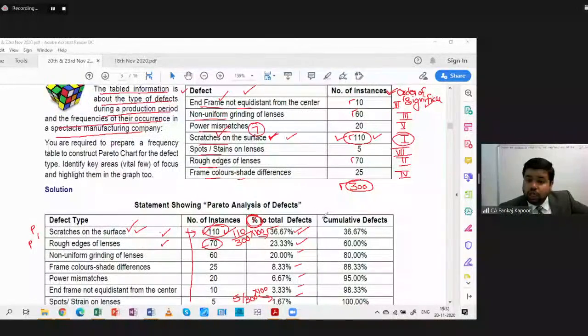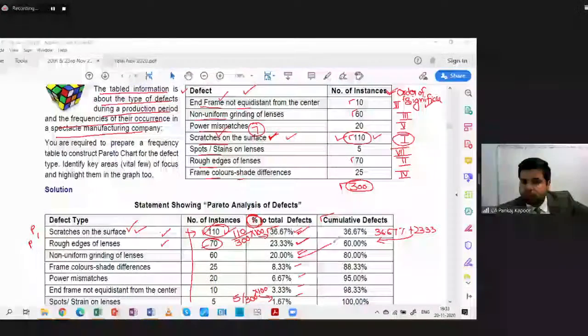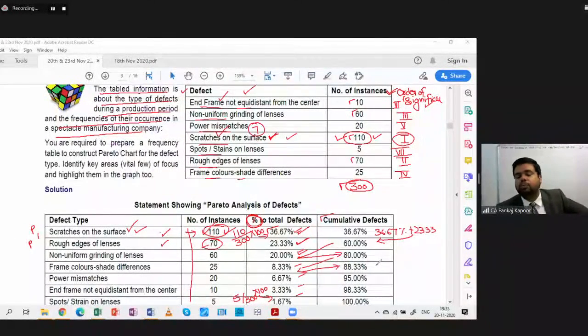We need to compute cumulative percentage. This is the individual percentage, percentage of the scratches, percentage of the rough edges, percentage of the non-uniform. And this is the cumulative. This is 36.67 due to the scratches. Then we add 23.33 to this, it will become 60%. Then we add 20% to this 60%, it will become 80%. Then we add 8.33, it will become 88.33%. Okay, I hope this table is quite clear to you.